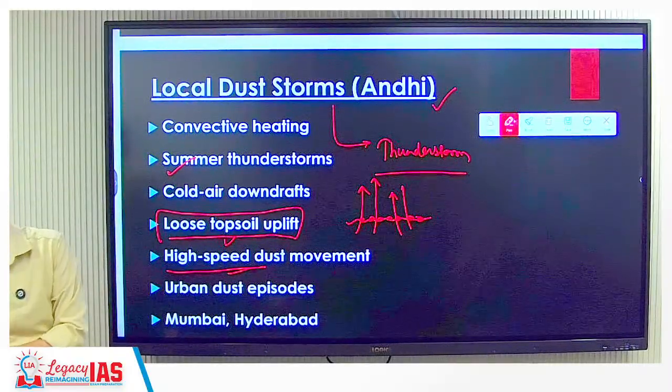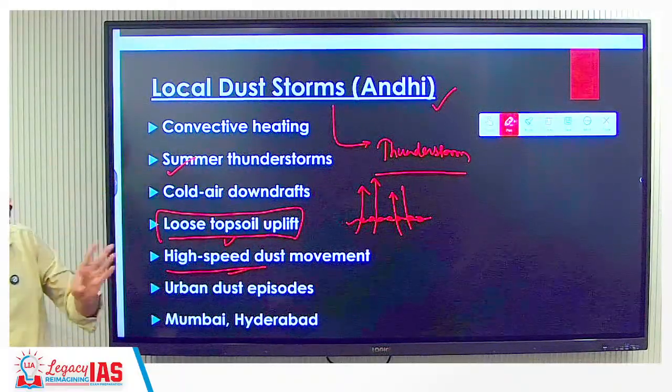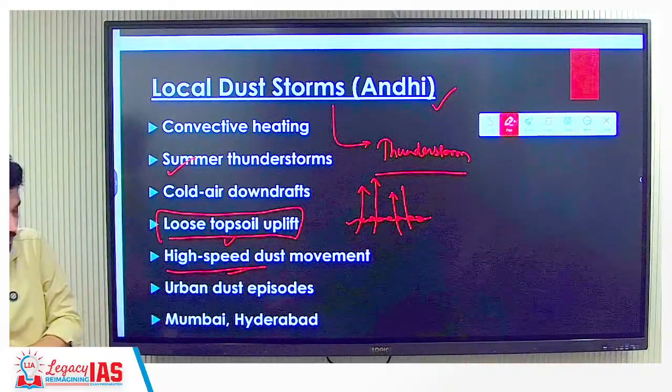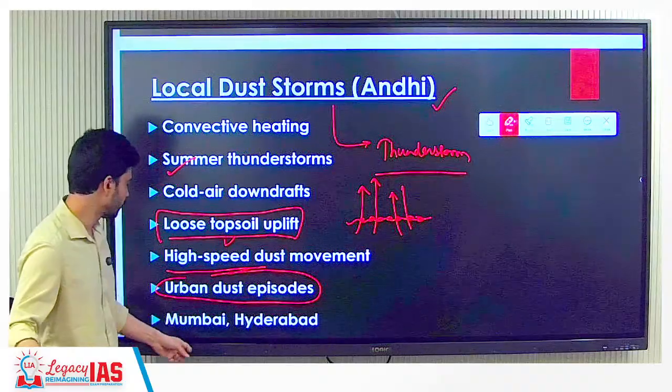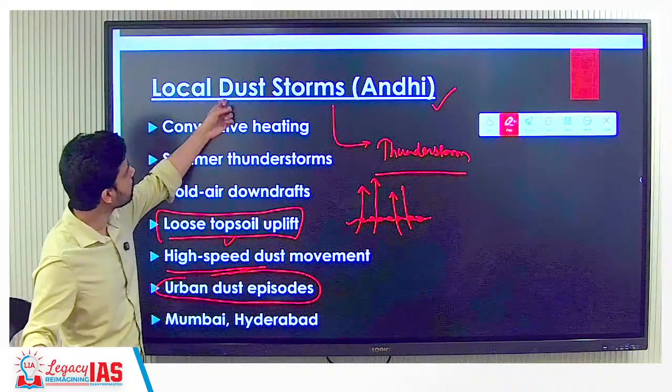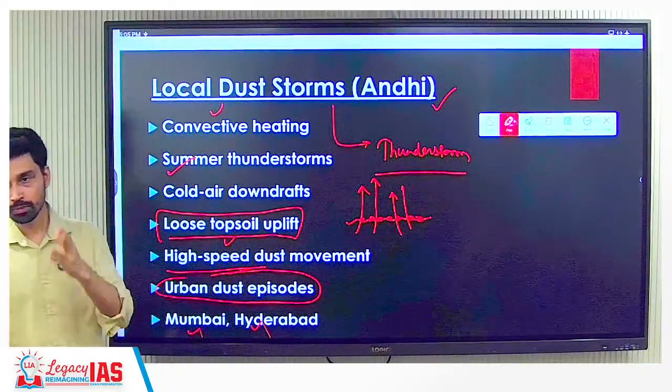That means what will happen to the pollution level? It will also deteriorate. So the first is the loo wind, and second, what do we have? The local convective storm, called Andhi, that creates urban dust episodes. And most interestingly, when you talk about dust storms, they are also experienced in cities that are far away from which areas?